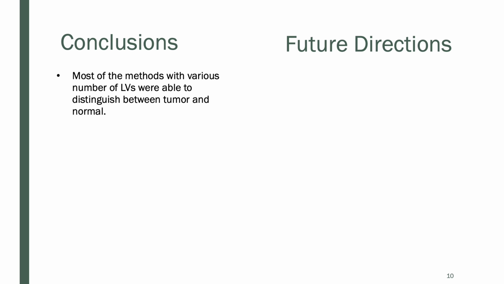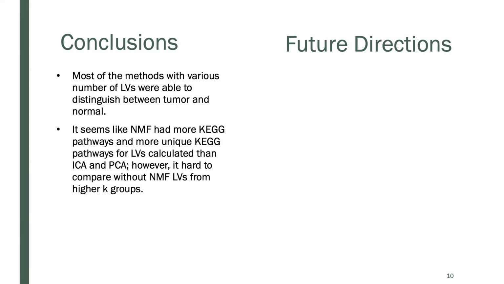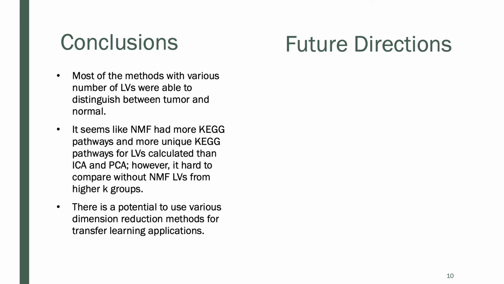Overall, in the study, we were able to determine that most of the methods with various numbers of latent variables were able to distinguish between tumor versus normal. It was also found with the dimension reduction method pathway analysis that it seemed like non-negative matrix factorization had more KEGG pathways and more unique KEGG pathways for latent variables calculated than the other methods. However, it's hard to compare non-negative matrix factorization latent variables from higher K groups, as those weren't calculated for this study. There's also the potential to use various dimension reduction methods for transfer learning applications.